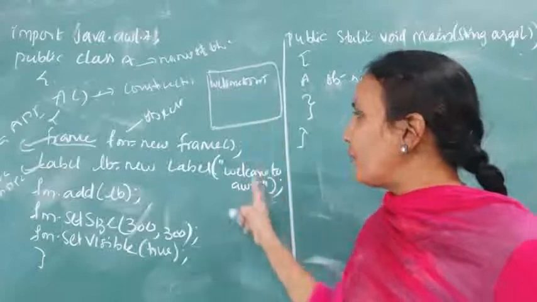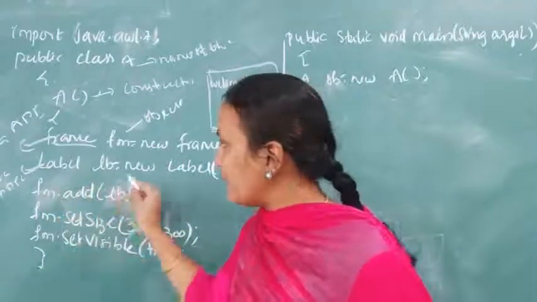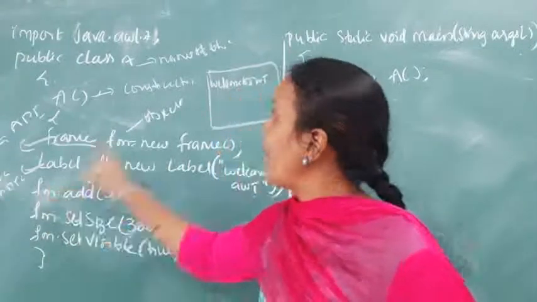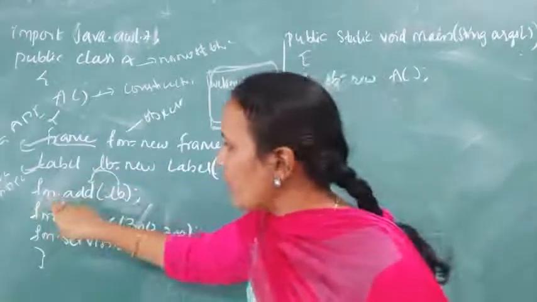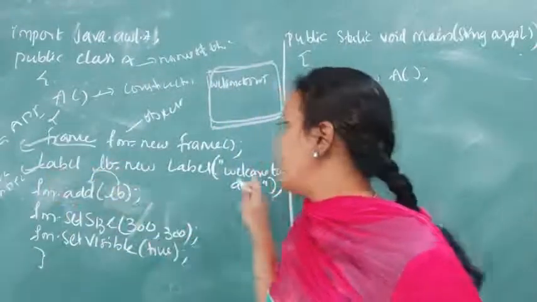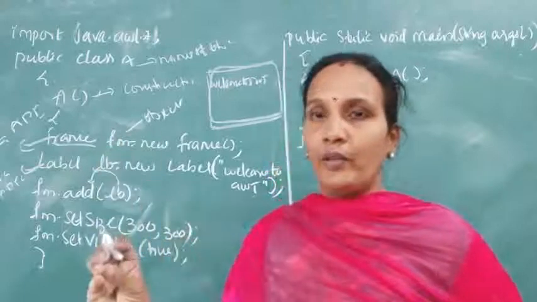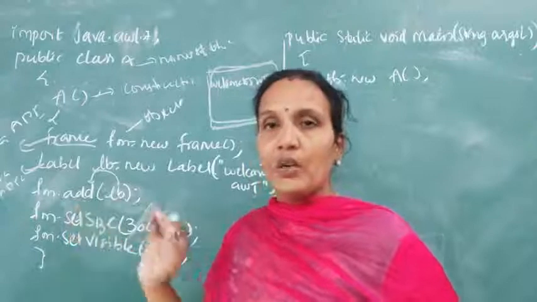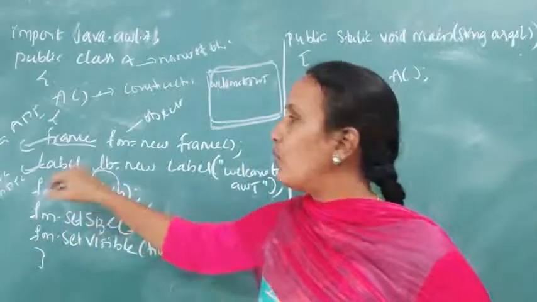Okay, so after creating a label, what I am doing is I am adding this label to the FM. Here what is FM? This window. So for that window, what am I adding? LB. Here, what is LB? Label. So, in order to add the label on the frame, you need to call the add method. Using the add method only, we can add our components on the frame.